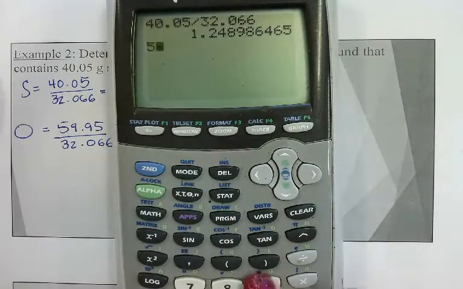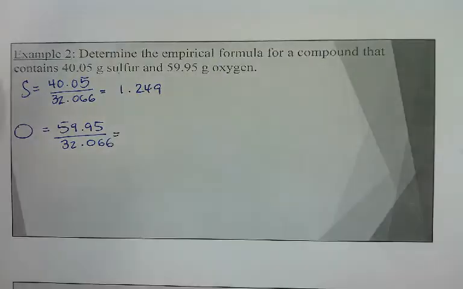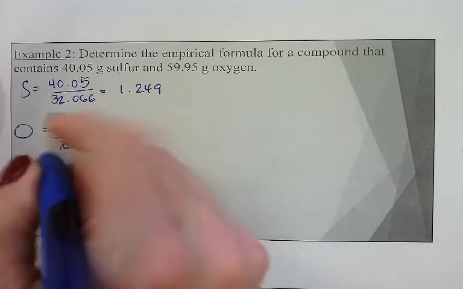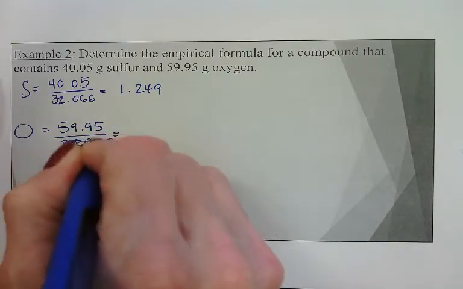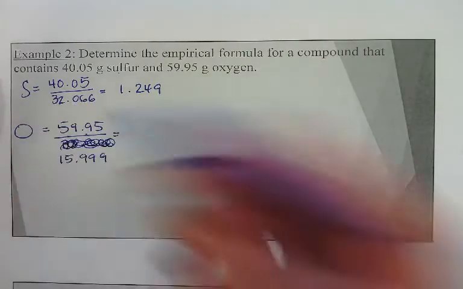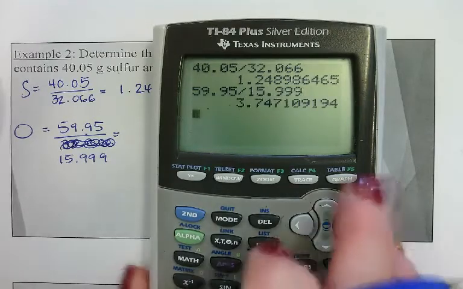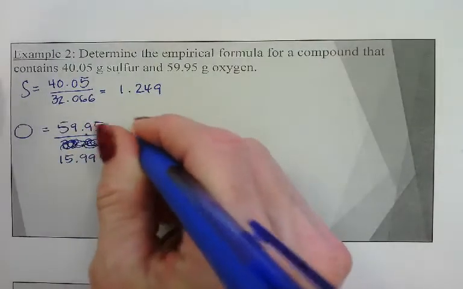Oxygen. Did I really put oxygen? Was that crazy? Oxygen's molar mass is 15.999. What a nut. I duplicated it. So 59.95 divided by 15.999. 3.747.